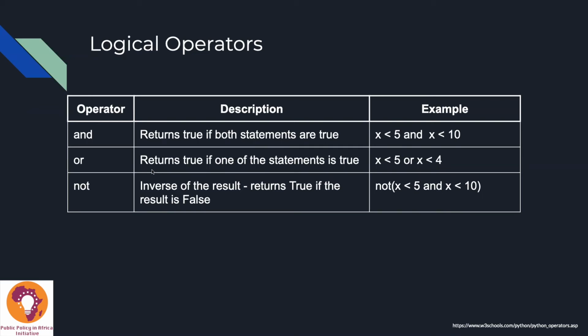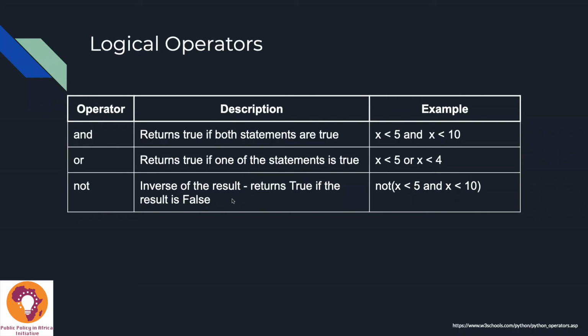Now the or operator returns true if one of the statements is true. It doesn't matter which one. So x is less than 5 or x is less than 4. As long as one of these is true, then it'll evaluate to true. So say our value is 4. 4 is less than 5, so that's true. Or 4 is less than 4. 4 isn't less than 4. It's equal to 4, but it's not less than 4. So this part would evaluate to false. But since this one already evaluated to true, the whole Boolean expression here evaluates to true, because only one of them needs to be true in order for an or statement to evaluate to true.